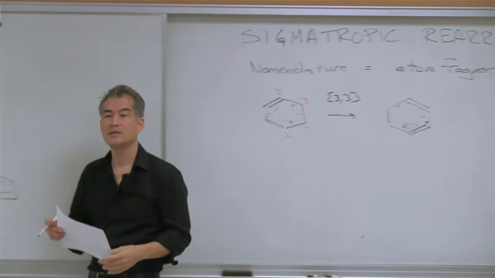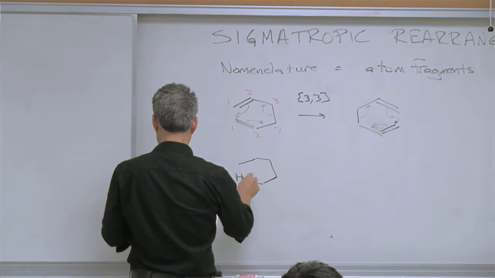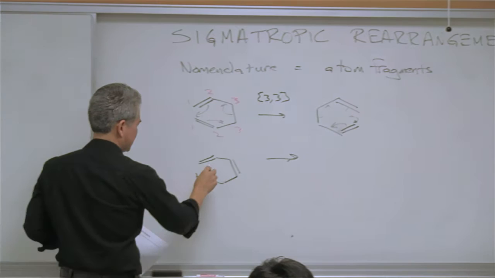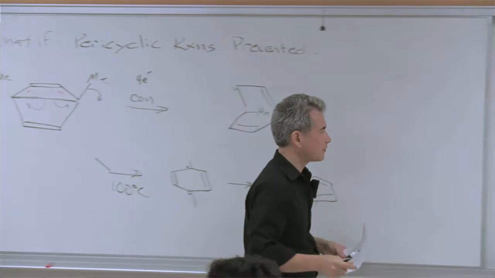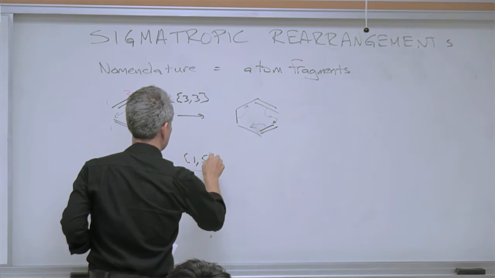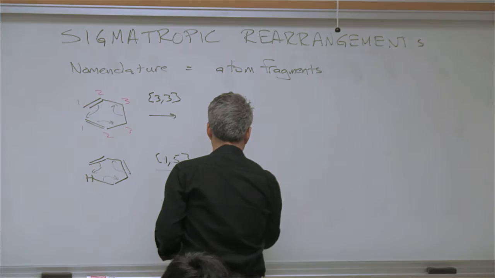Let's take a look at a slightly different version of a sigmatropic rearrangement that also involves a six-membered ring. What I need to imagine is I'm plucking off this proton and then giving those electrons back to this carbon system here. We would call this a 1-5 sigmatropic rearrangement. If I follow my arrow pushing, it should look like that. Now the H is attached to that upper carbon instead of the lower carbon.